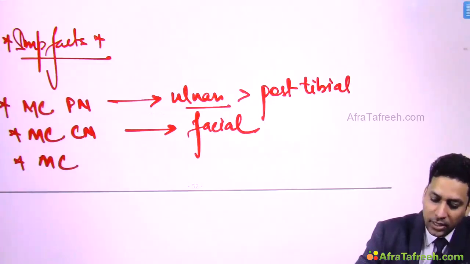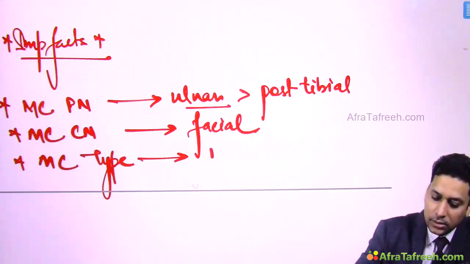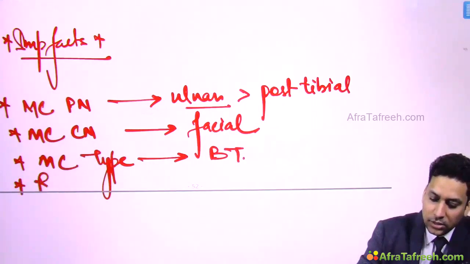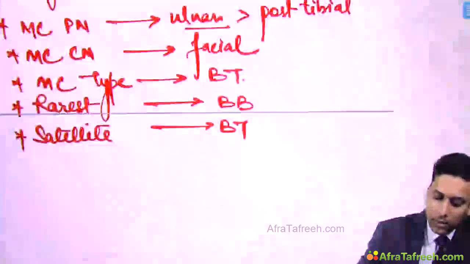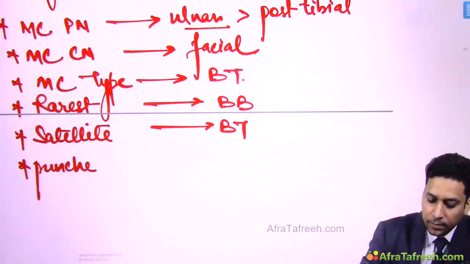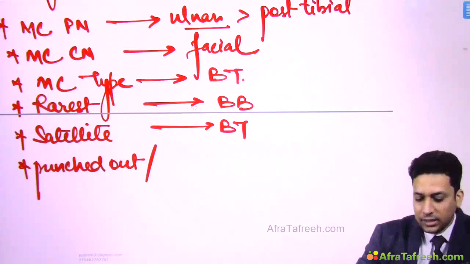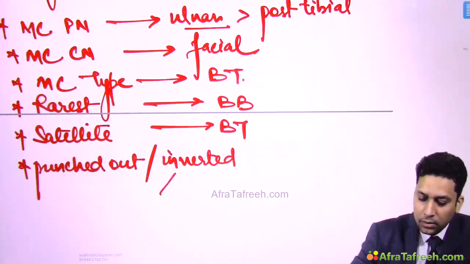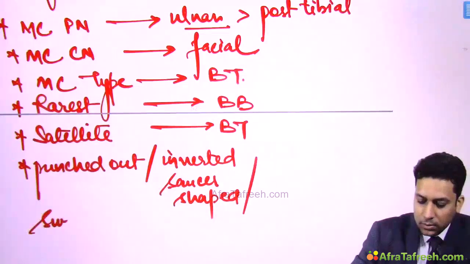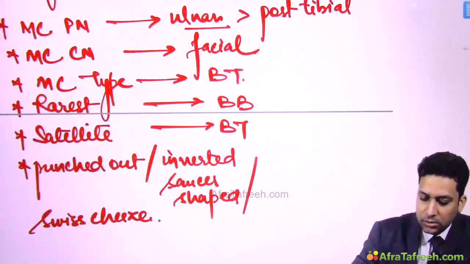If they ask you which is the most common type of leprosy, it is BT. If they ask you which is the rarest type of leprosy, it is BB. If they ask you satellite lesions are seen in, BT. If they ask you punched out lesions are seen in... Punched out lesions have other names also, like inverted saucer shaped lesions, Swiss cheese lesions. They are seen in borderline.